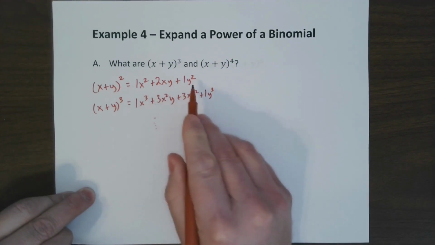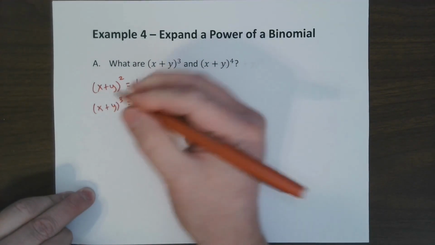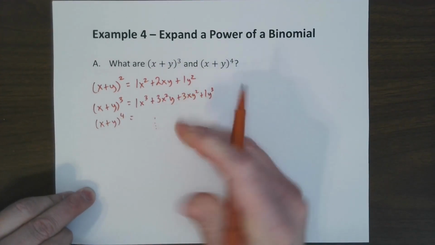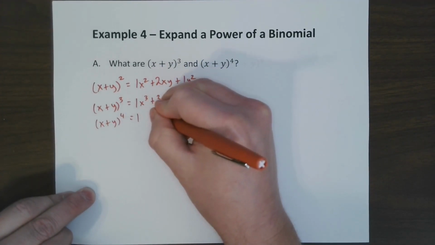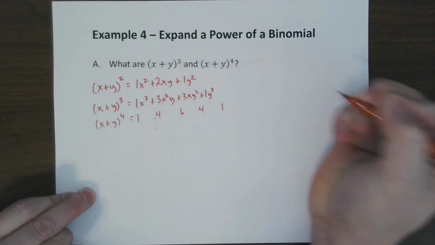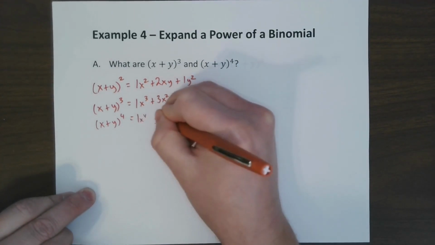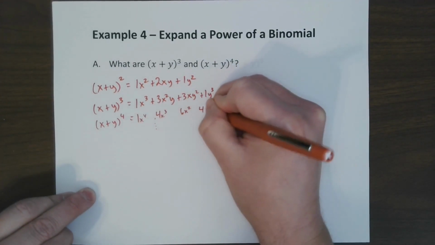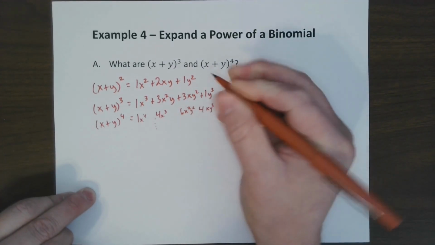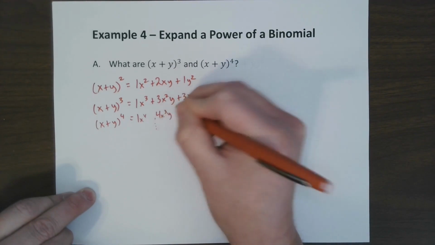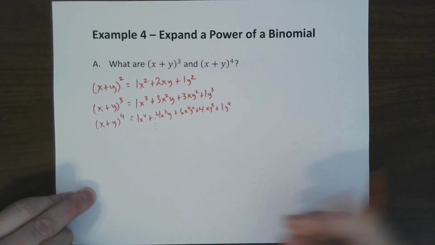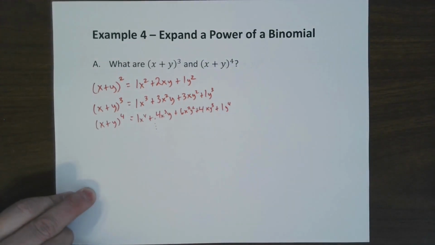If you notice, there's a pattern with these numbers, okay? If you do x plus y to the fourth, I'm going to show you a little bit different. You end up with 1, 4, 6, 4, and 1. And then you go x4, x3, x2, x, y4, y3, y2, y, and nothing. Since it's plus, they're all plus. This is how you expand a binomial.